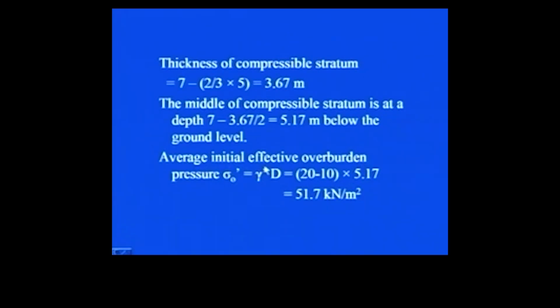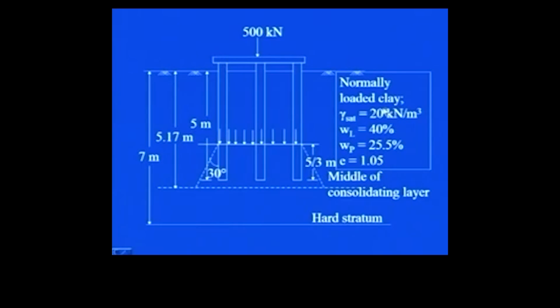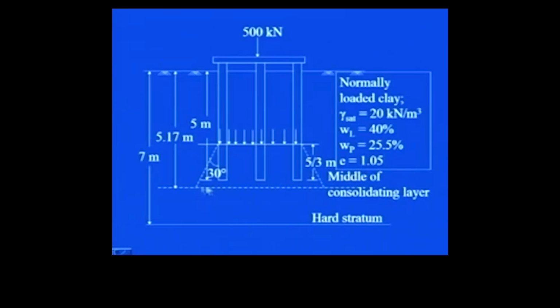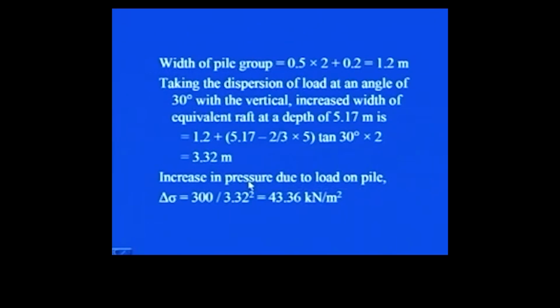Then the average initial effective overburden pressure will be gamma prime into D. So gamma prime is given here, you see here it is 20 and it is saturated. So effective will be gamma saturated minus gamma W, that is of water, which I am considering 10 in this case, and then multiplied by 5.17. So you will be getting the pressure at this particular level.